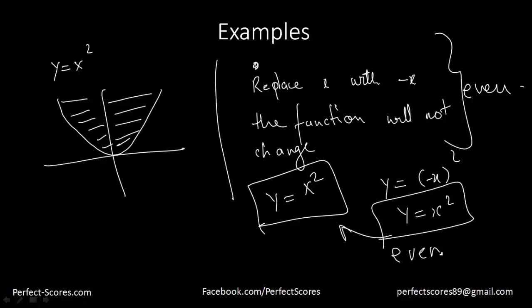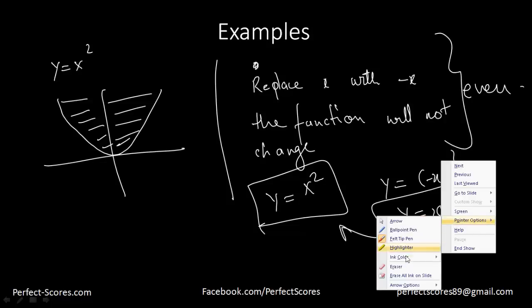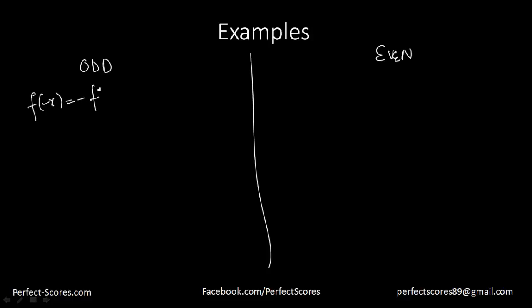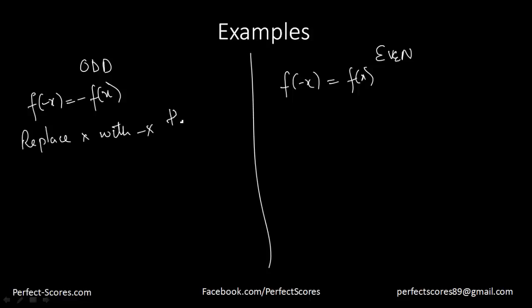So I'm going to summarize the even and odd function part, right? What I'm going to do is write down all the odd functions here and even functions here. In odd functions, f of minus x is equal to minus f of x, and in an even function, f of minus x is equal to f of x. Definition-wise, it means that if you replace x with negative x, the function will become negative. The function will change.